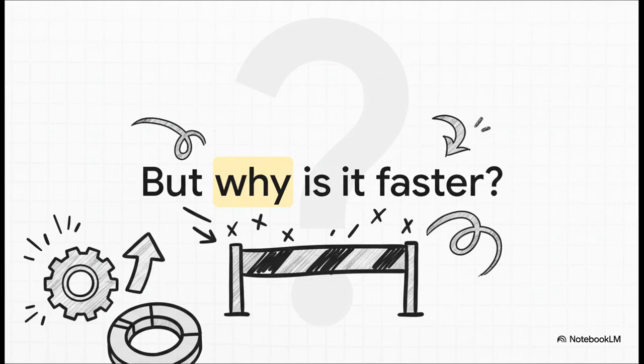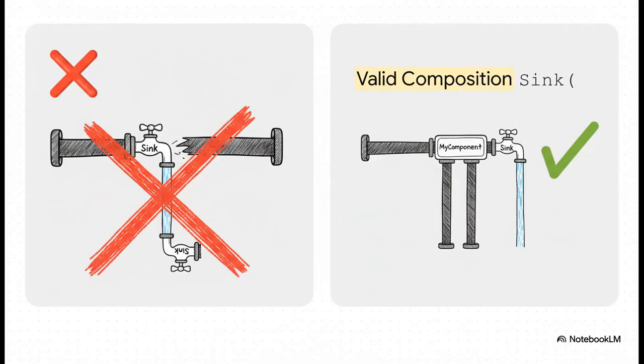What's going on under the hood? Because it's not some magic optimization trick. The speed actually comes from what PipeX prevents you from doing. And this right here is the secret sauce. PipeX has one simple, super powerful rule.